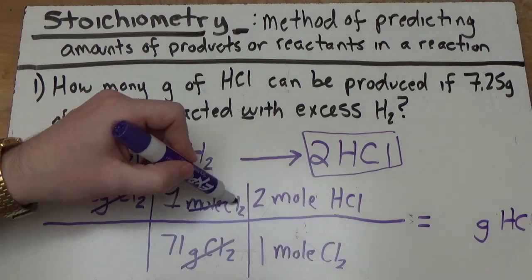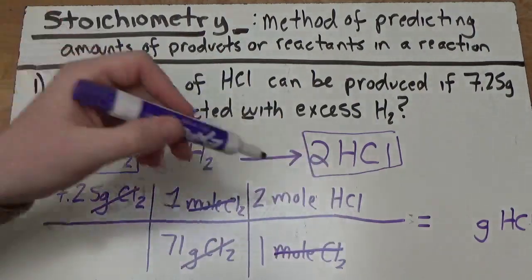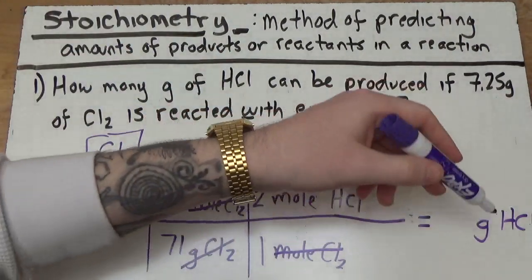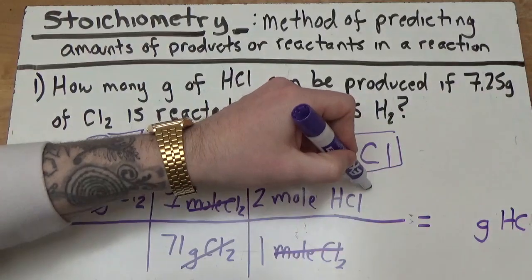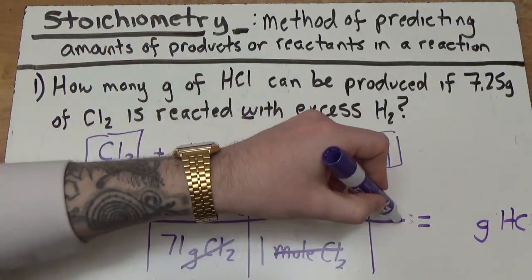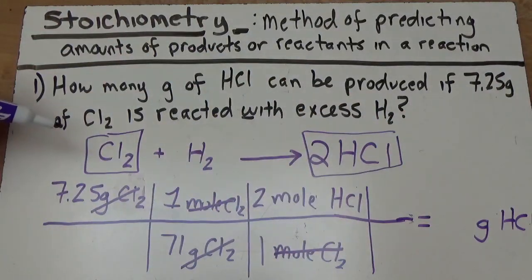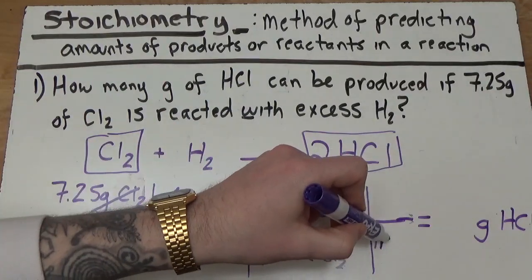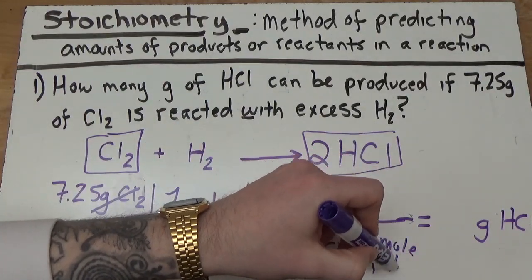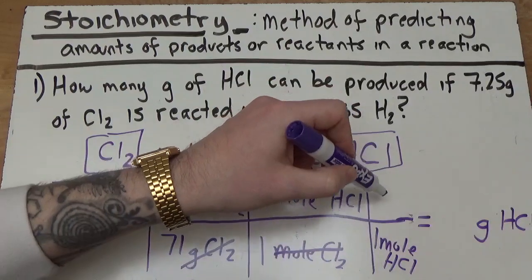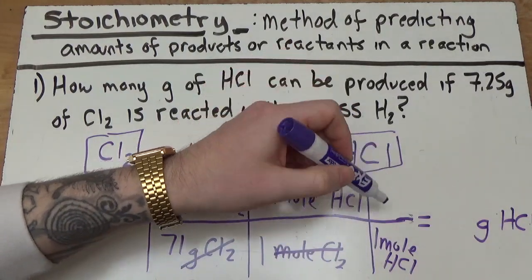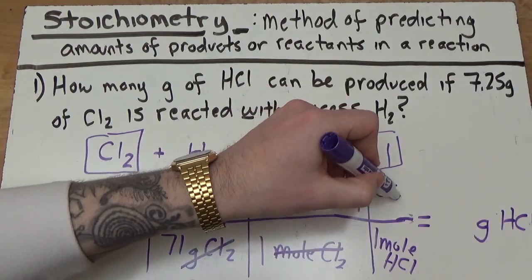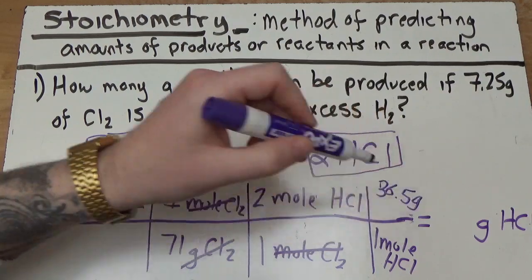Now, my moles of Cl2 have canceled, but I have moles of HCl, which is actually not what I want. I want grams. This is going to lead us into our final conversion. We're going to need 1 mole of HCl, and then its molar mass, which, for rounding purposes, I'm going to call 36.5.